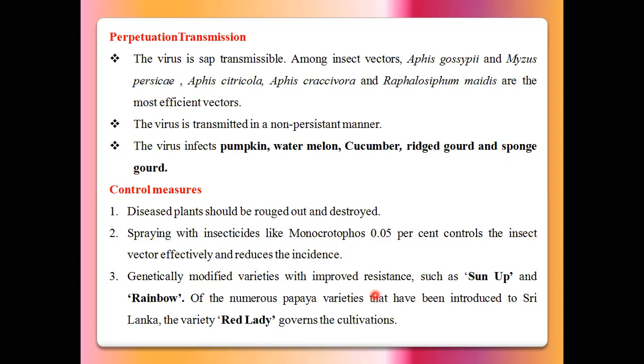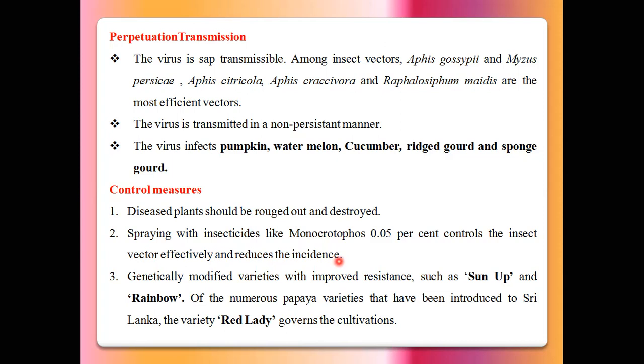Then, do not grow host crops and non-host crops near the papaya, for example all cruciferous crops and cucurbitaceous crops. Avoid planting such cruciferous and cucurbitaceous crops near the papaya crop, because this virus has a wide host range. Then spray insecticides, for example Metasystox, Dimethoate, or Nuvacron at the rate of 0.05%. In this way you can control sucking pests such as aphid and whitefly species, and simultaneously reduce the viral disease seen in papaya.